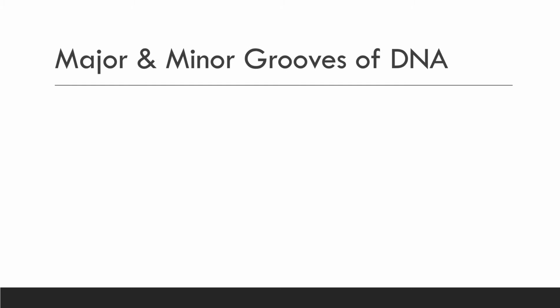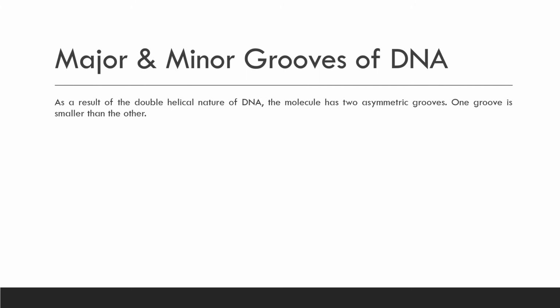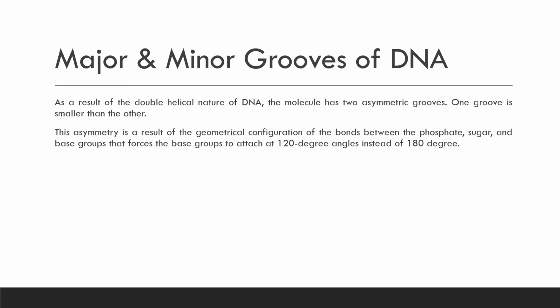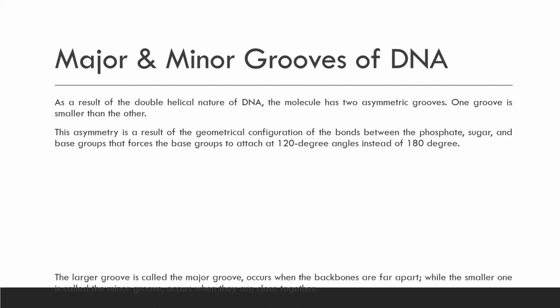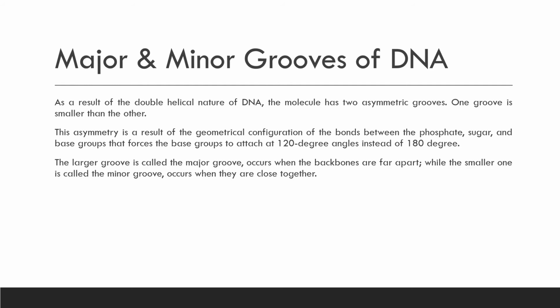Major and minor grooves on the DNA. As a result of the double helical nature of DNA, the molecule has two asymmetric grooves. One groove is smaller than the other. This asymmetry is a result of the geometrical configuration of the bonds between phosphate, sugar, and base groups that force the base groups to attach at a 120 degree angle instead of a 180 degree angle.